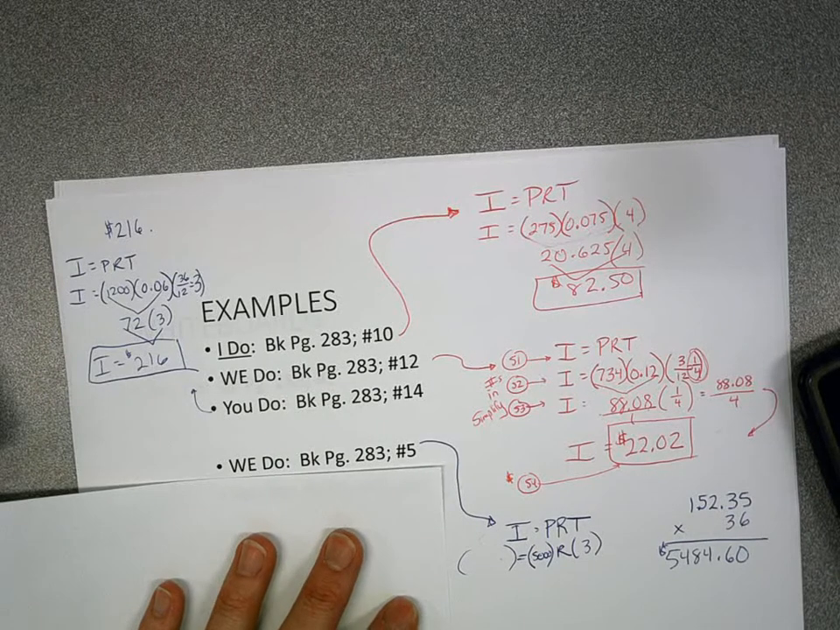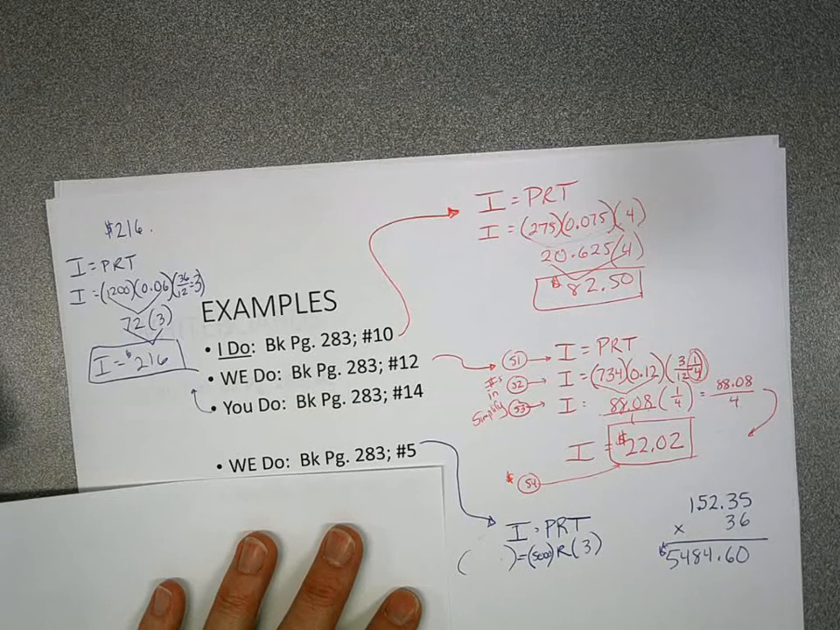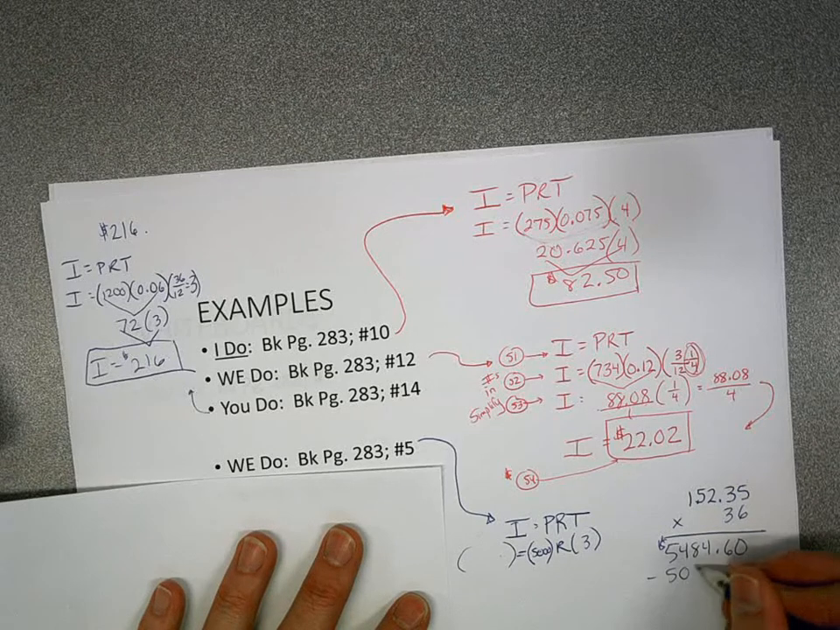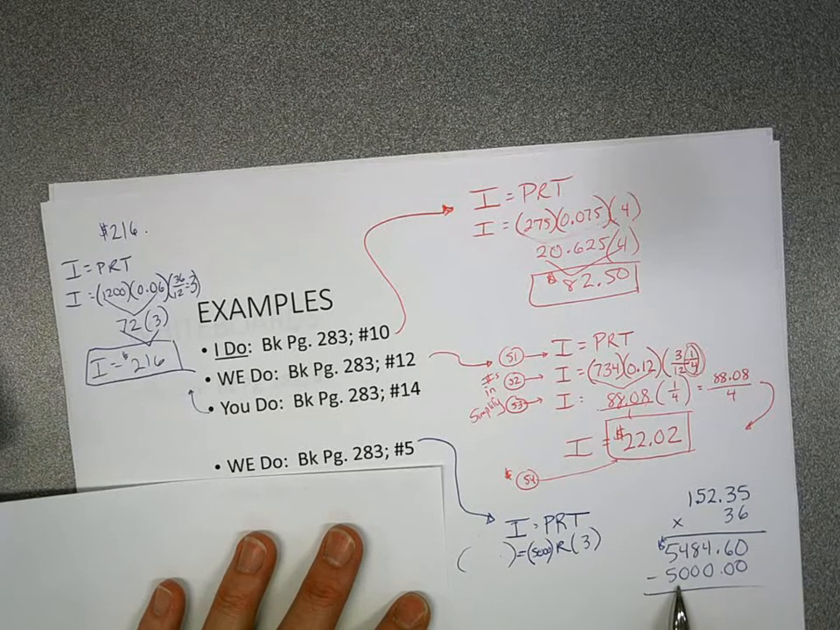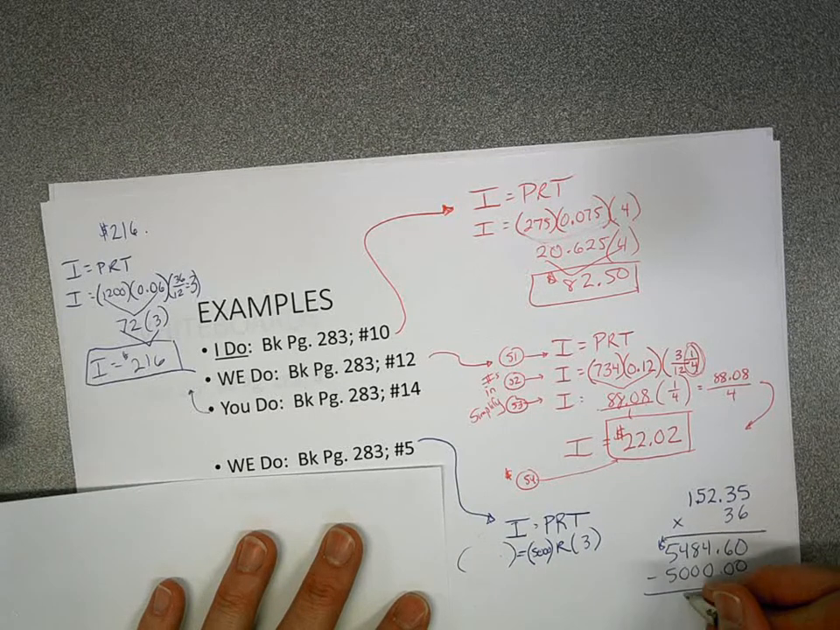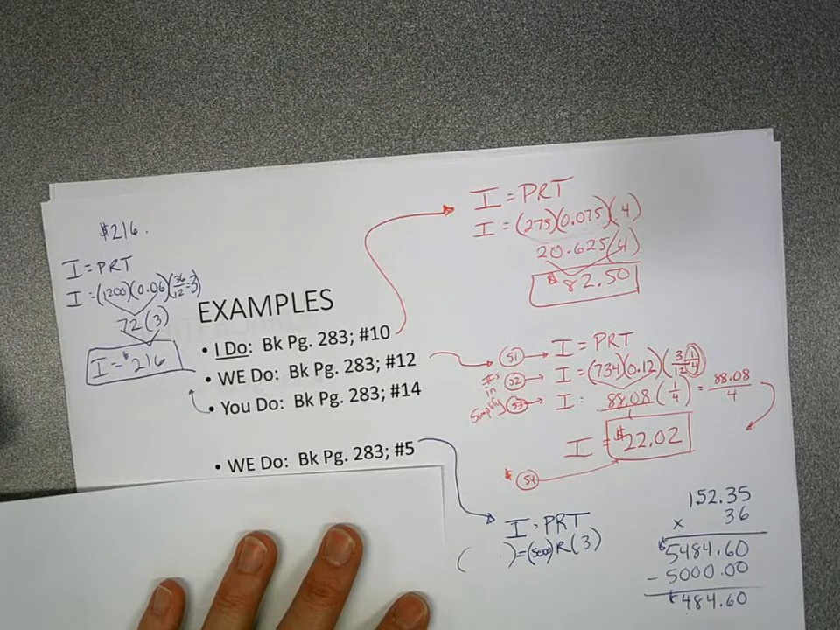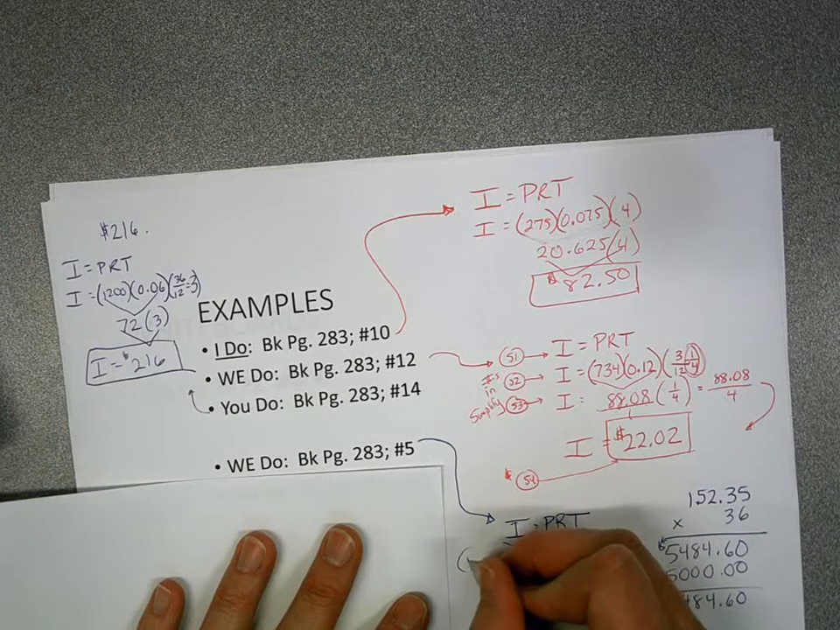Now be careful, that still is not the interest. Who can tell me what was the interest that she paid? Yeah. How'd you figure that out from here? From subtracting 5,000 from it. Yeah, you guys, you have to take away the principal, right? That's the principal. That's how much she borrowed. She has to pay that back, of course. But if you take that away, that tells how much she paid an extra $484.60 in those 3 years. That is her interest. $484.60.